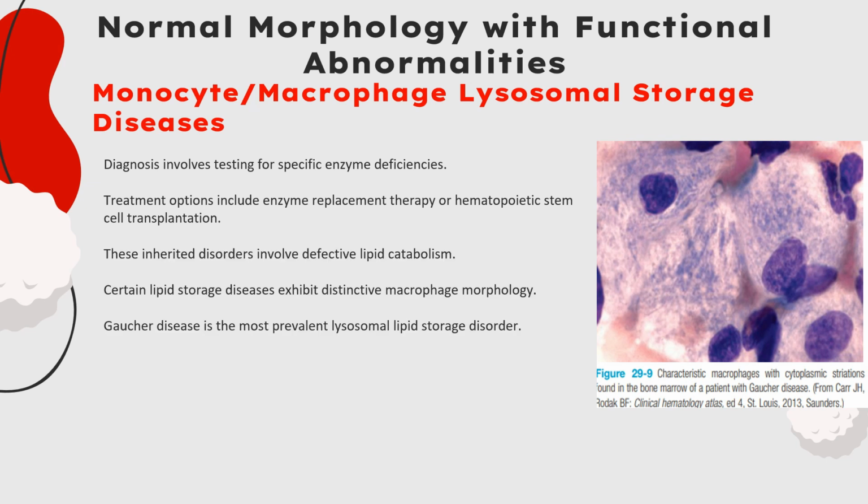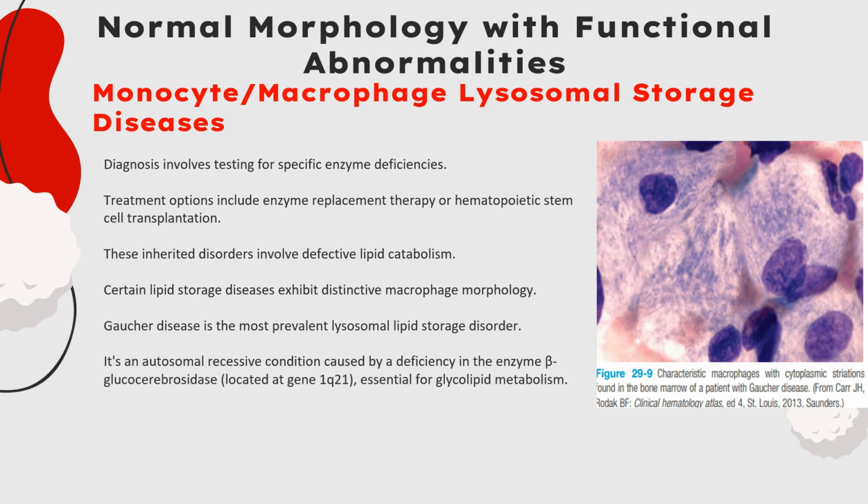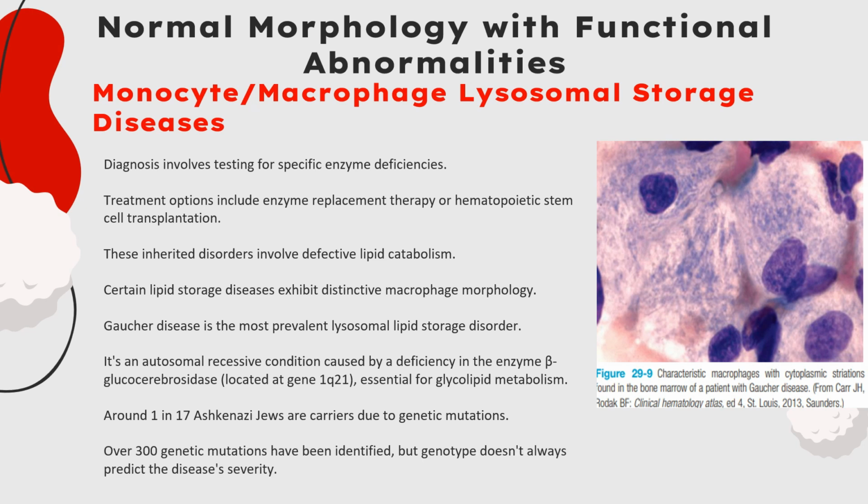Let's switch gears and explore some intriguing miscellaneous lipid storage diseases. Gaucher disease is a common lysosomal lipid storage disorder. It's caused by a deficiency in the enzyme beta-glucocerebrosidase, crucial for glycolipid metabolism. This autosomal recessive condition is more prevalent among Ashkenazi Jews due to genetic mutations. Over 300 genetic mutations have been identified for Gaucher disease, leading to a range of symptoms.